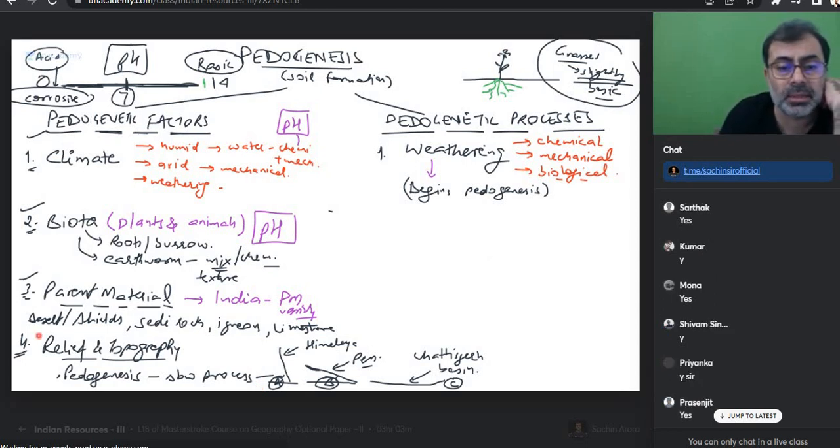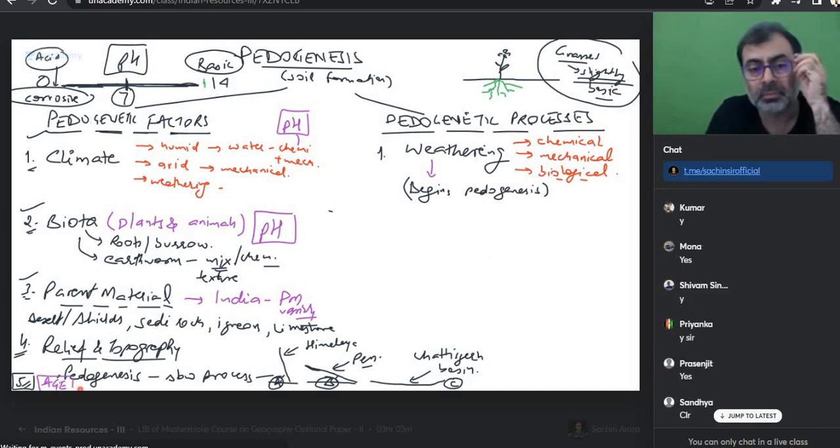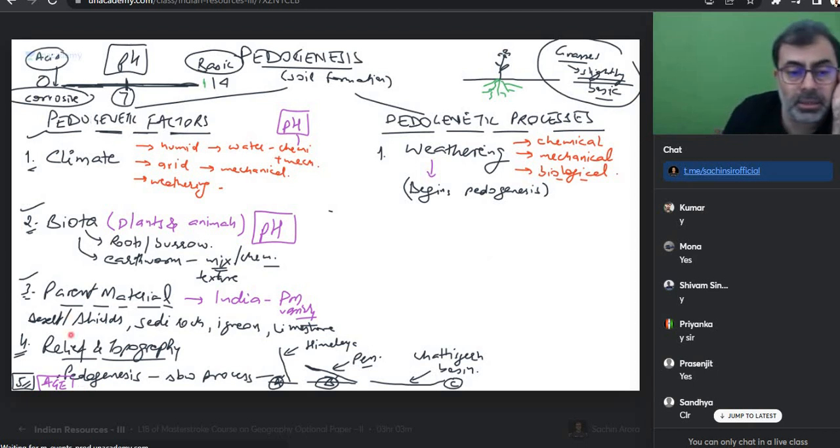Last is age. Age of soil. Fifth factor is age, and age we call the time factor. Time factor.